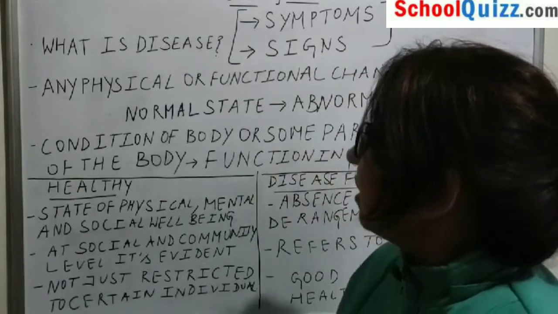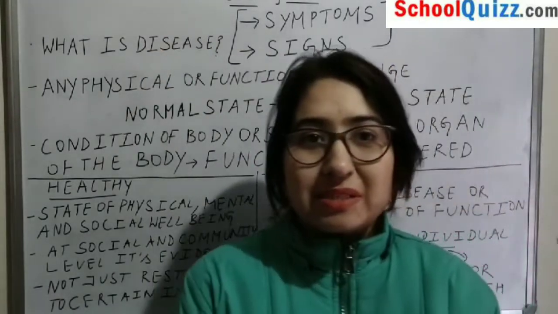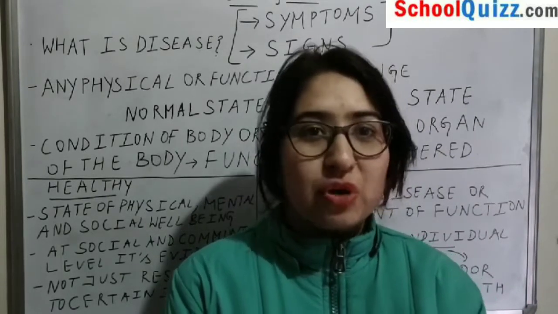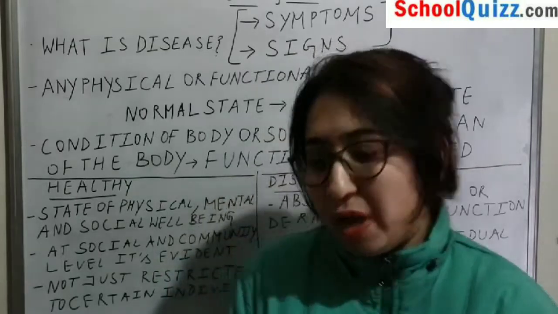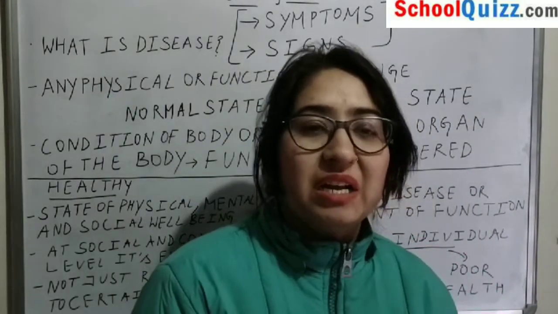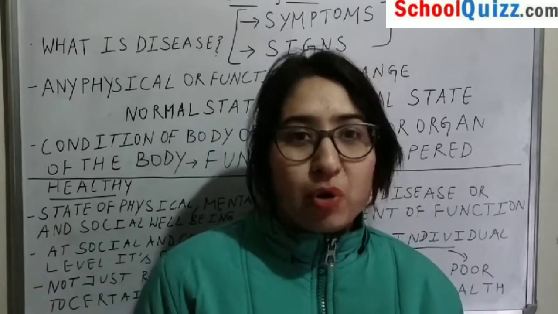So in this topic, the first question is, what is disease? Disease is something in which the physical condition of the body or the functioning of the body is basically hampered. That means if something is in a normal state, it has been transformed from the normal state into a disease state or an abnormal state.